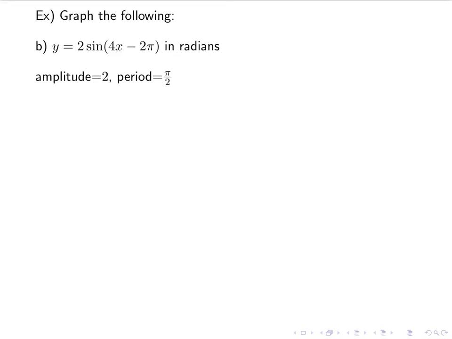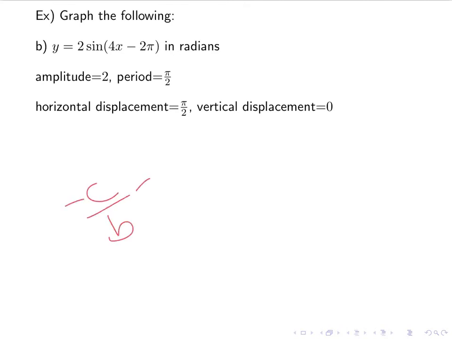So our amplitude is 2. Our period, 2 pi divided by 4, gives us pi over 2. Remember, we don't want to put decimals here. We want to keep it as a rational coefficient times pi. So pi over 2 or 1/2 pi. Our horizontal displacement is -c over b. So c is -2 pi. So -c over b, or -c is +2 pi, and b is 4. So our horizontal displacement is also pi over 2. And then our vertical displacement is 0 because we're not adding anything after the trig function.